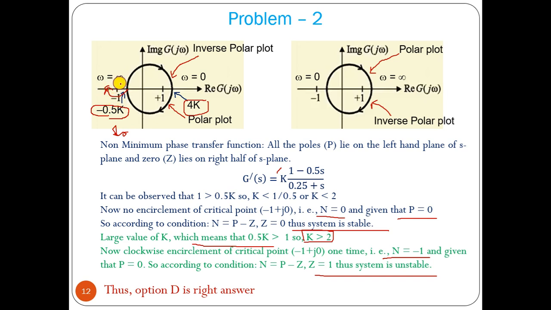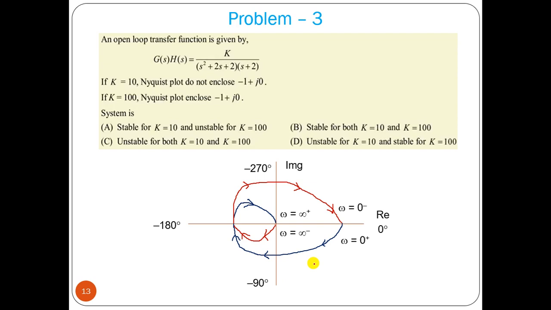That means for a k value greater than 2, if this point goes inside, that means 0.5k greater than 1, that means k greater than 2, then it encircles the minus 1 plus j0 point one time in the clockwise direction. So, N equal to minus 1. So, Z becomes 1, and the system becomes unstable. So, the correct option is answer D. This is one of the most important problems.